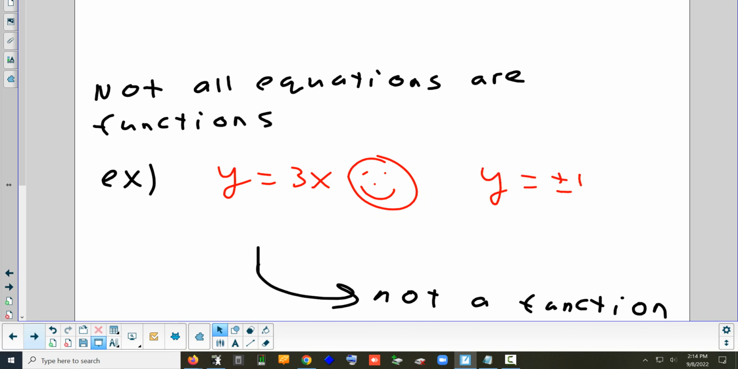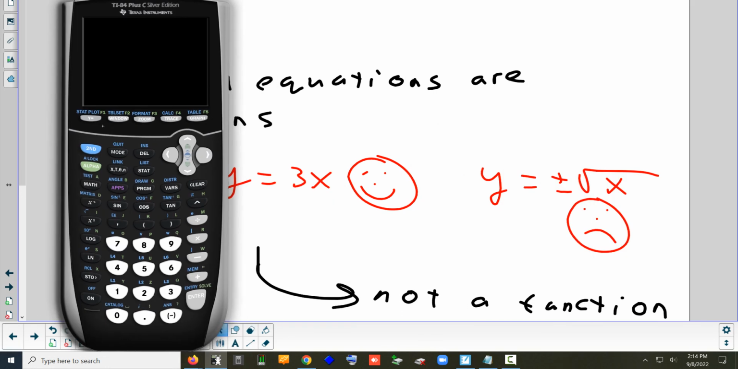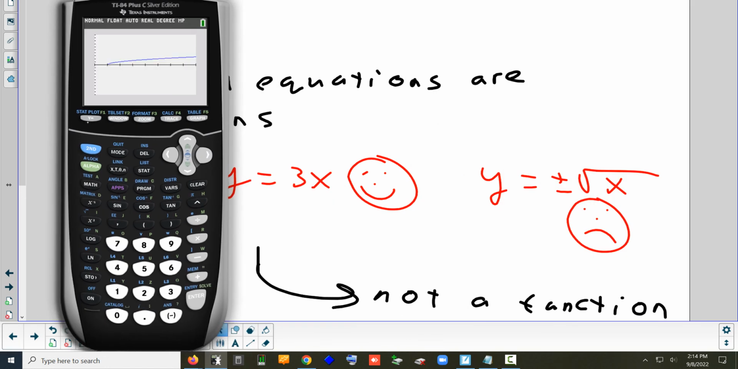Something like this, not a function. It's a square root, and if you plug in like 25, you're going to get two answers, 5 and -5. And if you graph it, I technically can't graph plus or minus at the same time, but what I can do is I can kind of cheat and do them separately, like that. So I cannot put in that plus or minus sign.